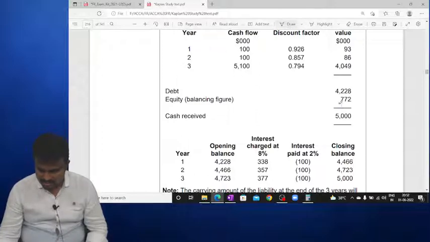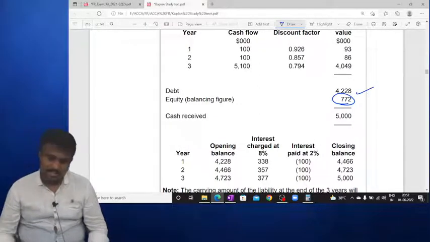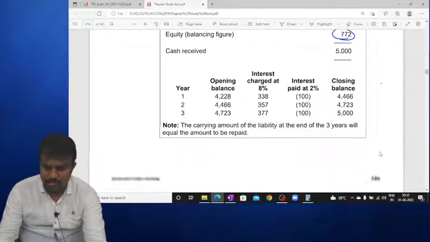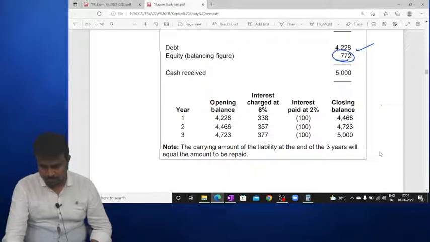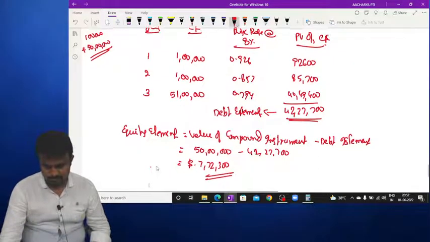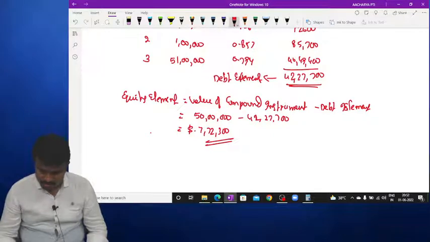So 7,72,300 is said to be the element of equity, and that is the balance. Okay. So this is what, compound. Then what is the journal entry to be recorded? What is the journal entry to be recorded here in this case?